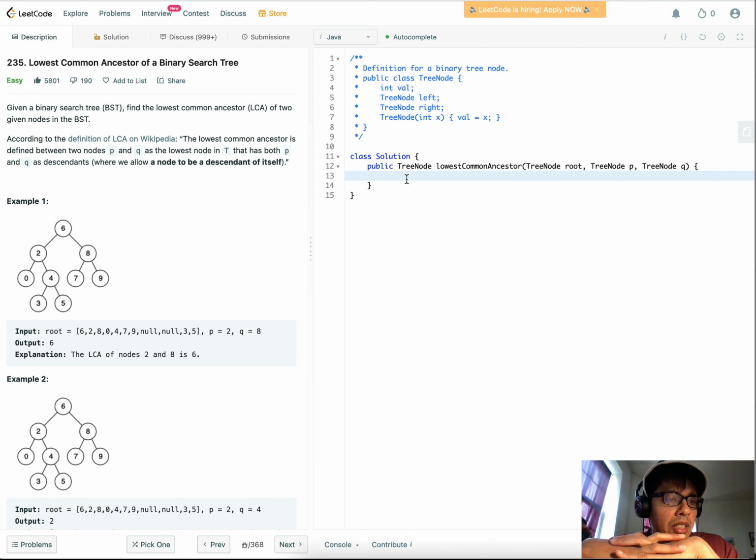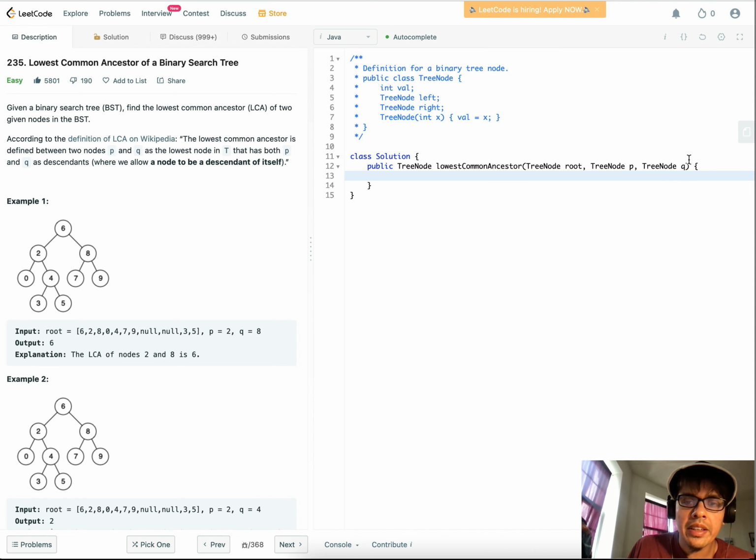So given a binary search tree, BST, find the lowest common ancestor, LCA, of two nodes in the BST. According to the definition of LCA in Wikipedia, the lowest common ancestor is defined between two nodes P and Q as the lowest node in T that has both P and Q as descendants, right? Where we allow a node to be a descendant of itself. Okay, so basically, if we take two nodes, let's say, look at the input, it's P and Q, and we have the root. So this is the tree with root 6.